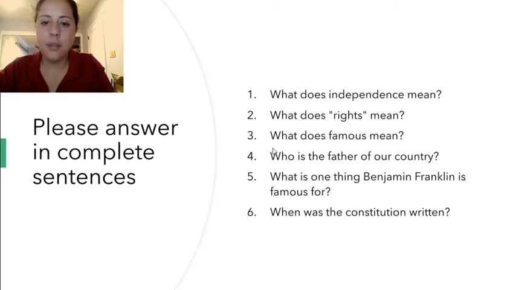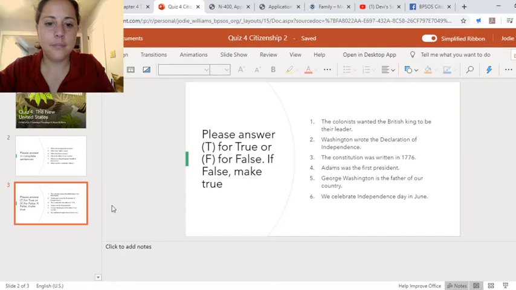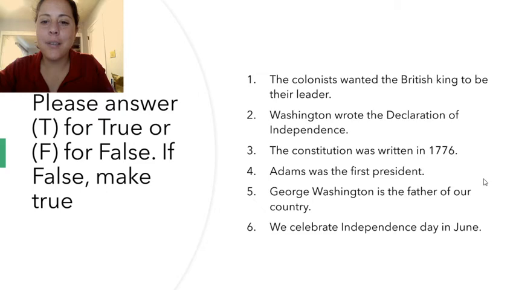The next part of the quiz. Remember this one, class? Please answer T for true or F for false. If the answer is false, make it true. Remember? Let's look at the questions.